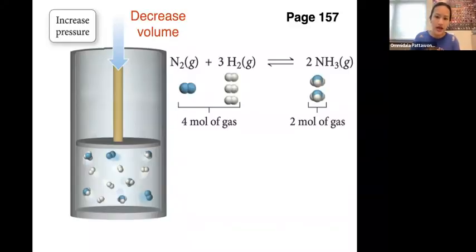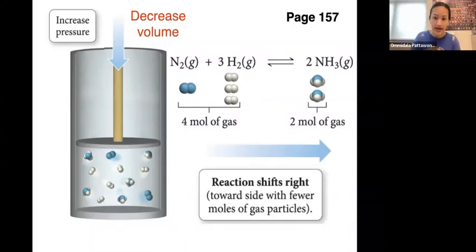If you look at the reactants, all of these reactants together have a total of 4 moles of gas: 1 from nitrogen and 3 from hydrogen. For the product, we have only 2 moles of gas. Again, as pressure increases, we have high pressure. Therefore, in order to minimize this disturbance, the reaction would shift toward fewer moles of gas, because according to the gas law, right?